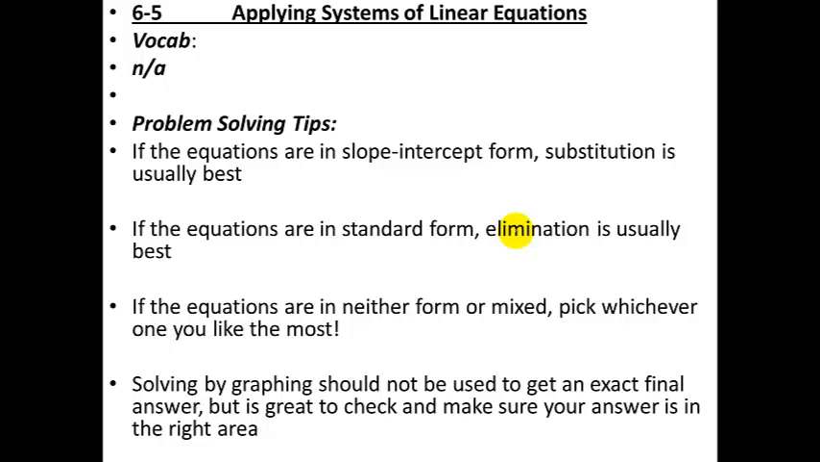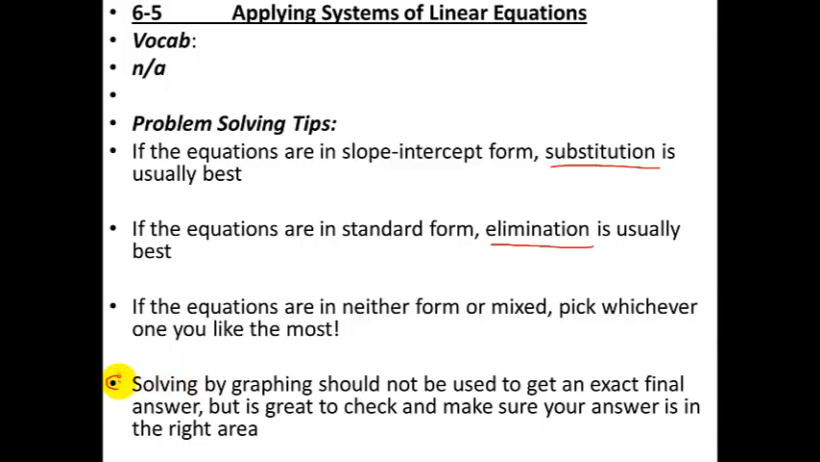If the equations are in standard form, and your variables match up nicely, then elimination is usually best. If neither of these cases presents itself in an obvious way, you can pick and choose. Any systems of equations problem could be solved either with substitution or with elimination. So you should probably try to get most comfortable with one or the other, but be mindful that a lot of times the problem starts set up so that one is going to be easier than the other. And you don't want to waste a lot of time doing it the hard way just because you're being stubborn and you don't want to learn both. So learn both and then be selective and pick and choose which one you're going to use.